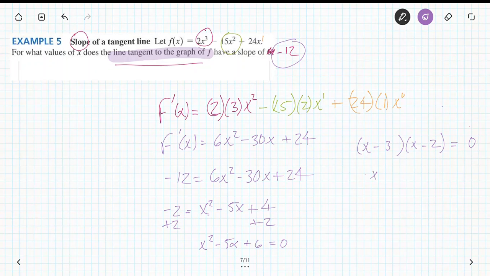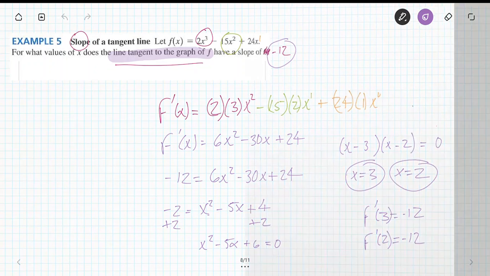So x equals 3 and x equals 2. Those are the values where the slope of my original function is f prime of 3 equals negative 12, and f prime of 2 equals negative 12. Okay, so let's keep going. We have one more example.